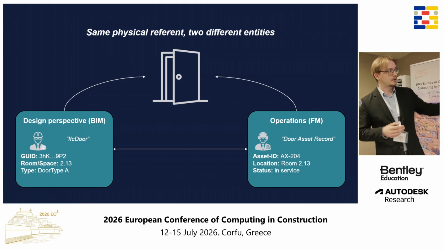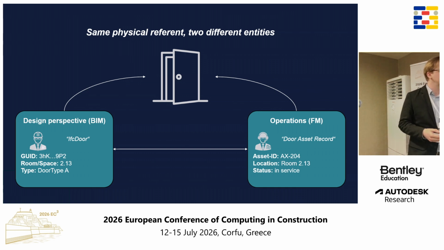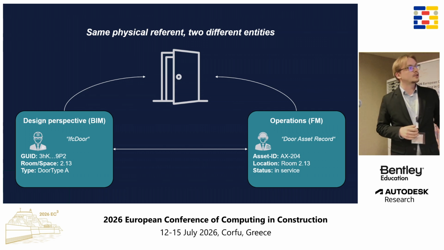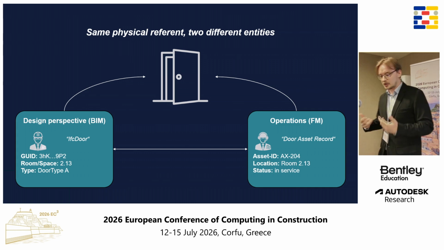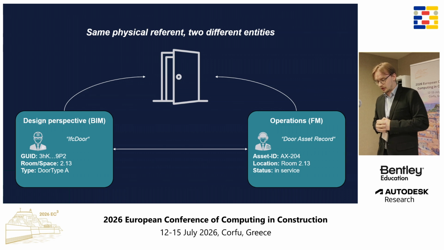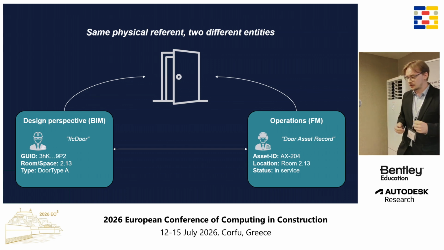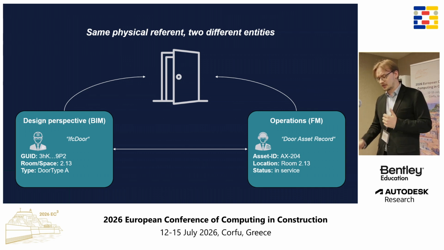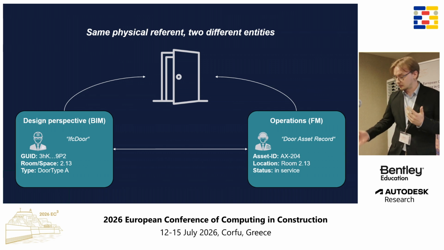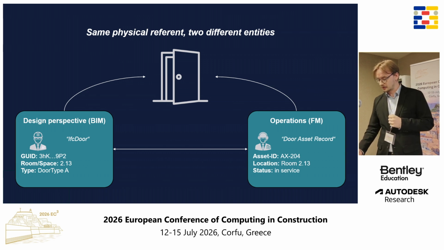So for example, here on the left side, we find the design perspective, where we have the IFC door with different kinds of attributes added to it. And on the right side, we have the operations in facility management, where this becomes a door asset record. So the important point is that both entities refer to the same physical door, and they come from different systems, but they serve different kinds of purposes. So this allows us to explicitly link these two representations together.